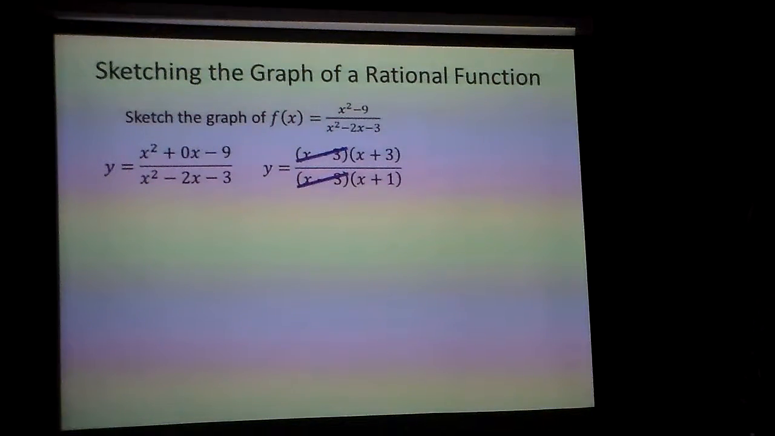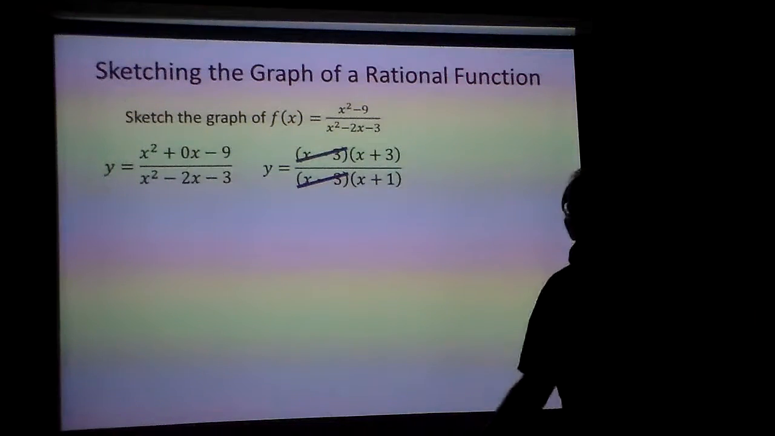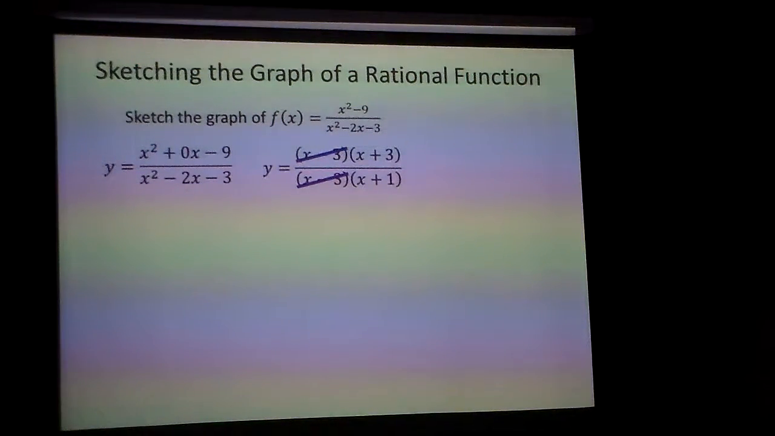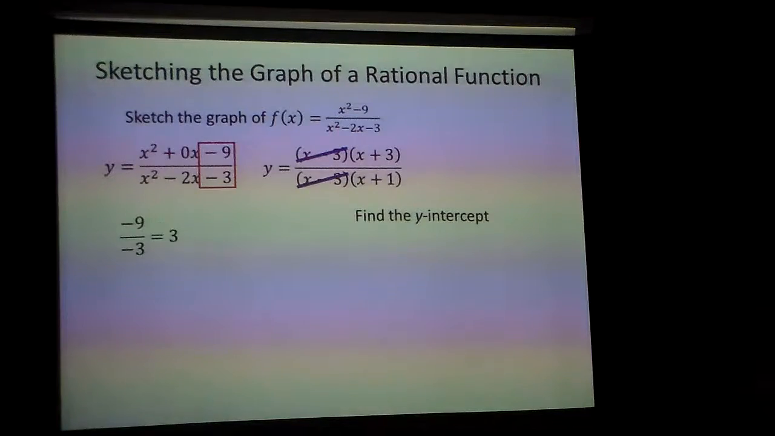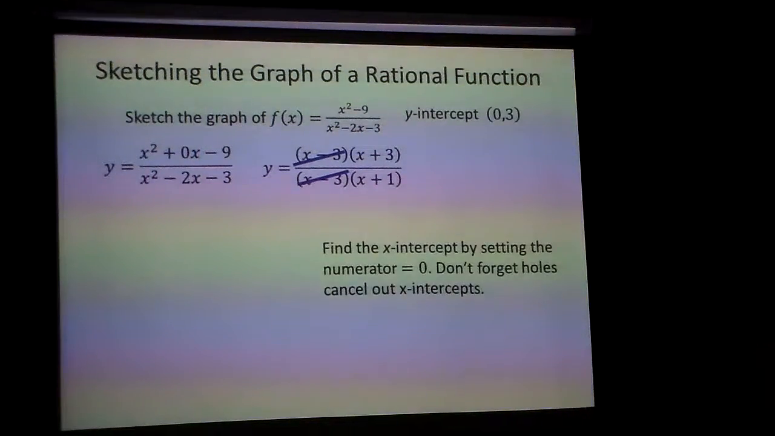It's going to be what we call a hole, because they can cancel out, yet you can't ignore them still. They cancel each other out, as far as that goes. So here we go. Let's still find the y-intercept. To find the y-intercept, I'm going to go to the one on the left. Negative 9 over negative 3 is 3. So the y-intercept is at 3, or 0, 3.